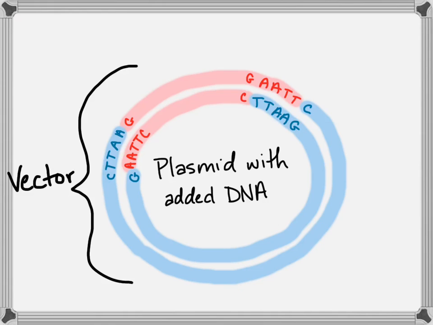Anytime you put a new genetic piece of information into an organism, we're going to call it transformation. And so this is bacterial transformation with this vector. There's a lot more I could tell you about vectors. They've got some special genes and regulation sequences, but we're going to stop here for this class.